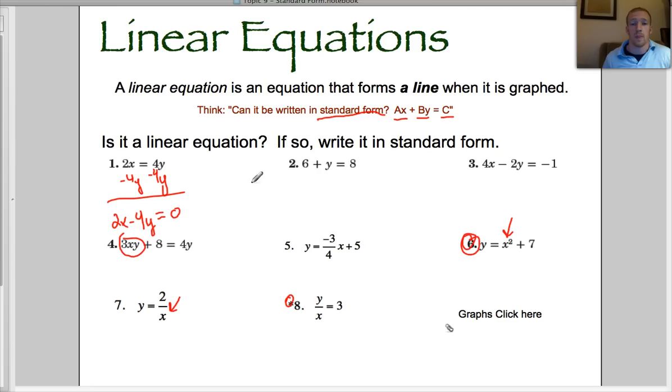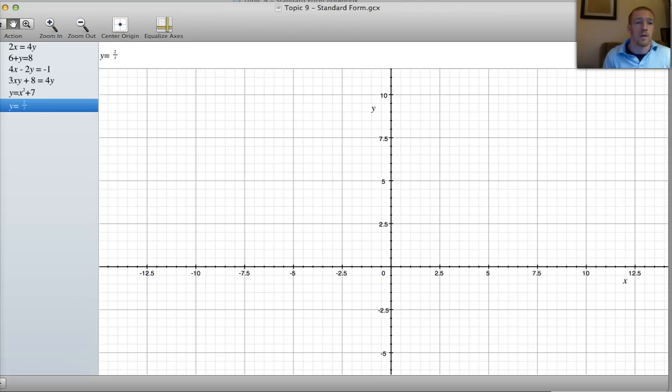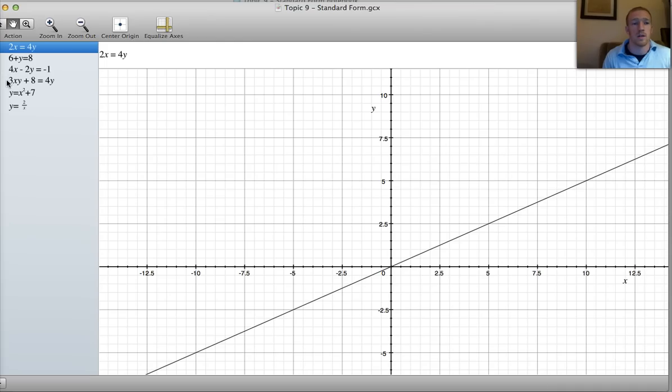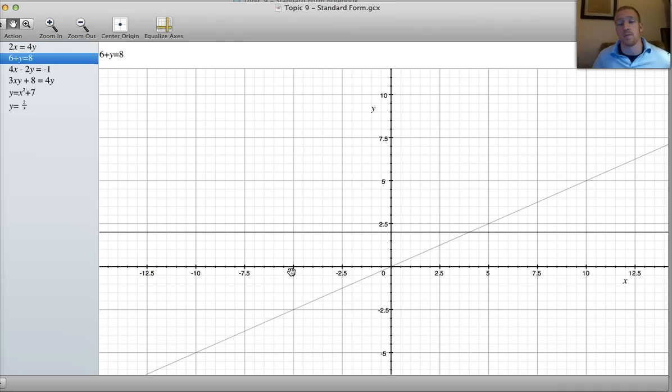That's standard form. Alright, we're almost in standard form, but we don't want a number alone here. The lone number is on the right. So that gives us y equals 2. Well, that's certainly a line as well. So let's graph both of these. I plugged in the original form, 2x equals 4y. That's a line. 6 plus y equals 8. That's a line as well.